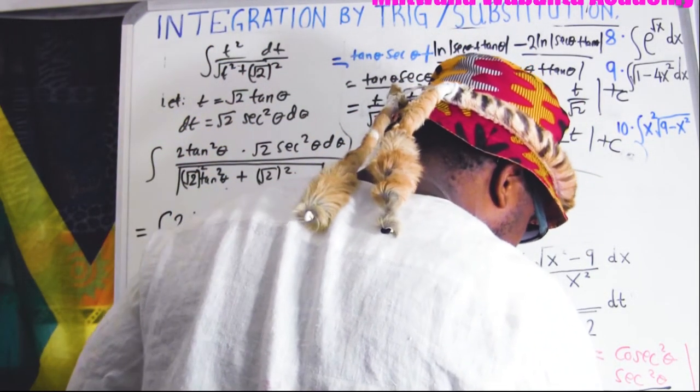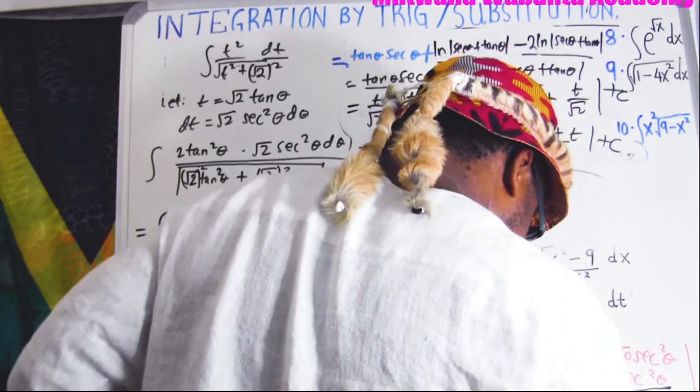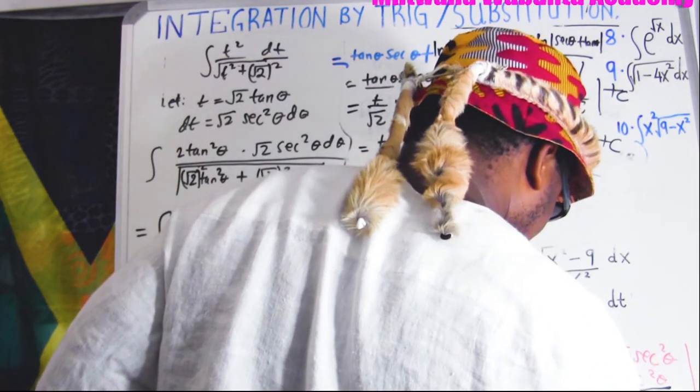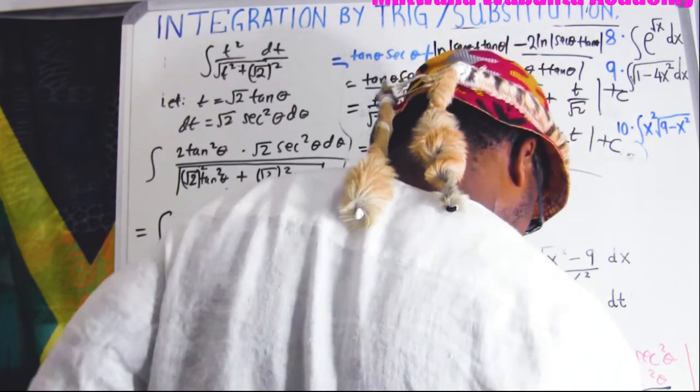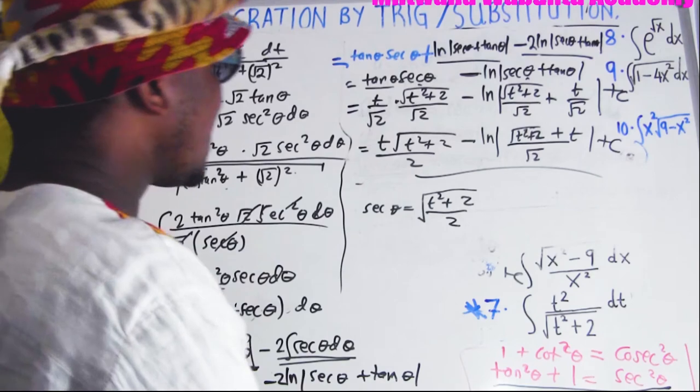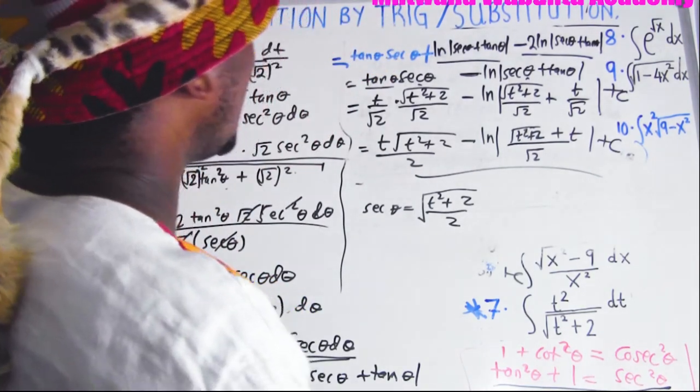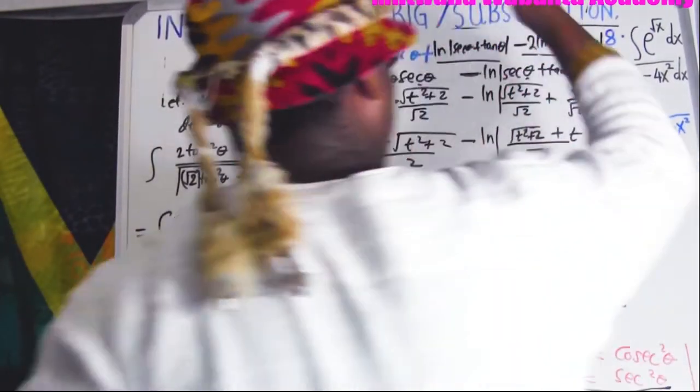So now we go to the question, that was the question with the t. T squared plus 2. Okay, cool. Now we go to question number 8, 9, 10, 11. We did already.